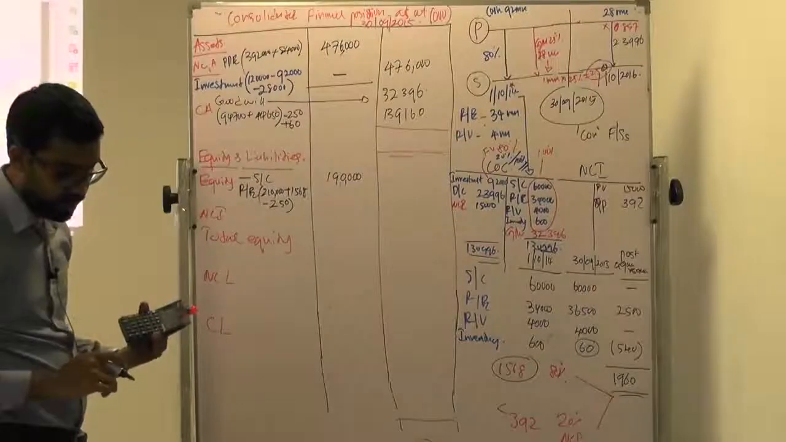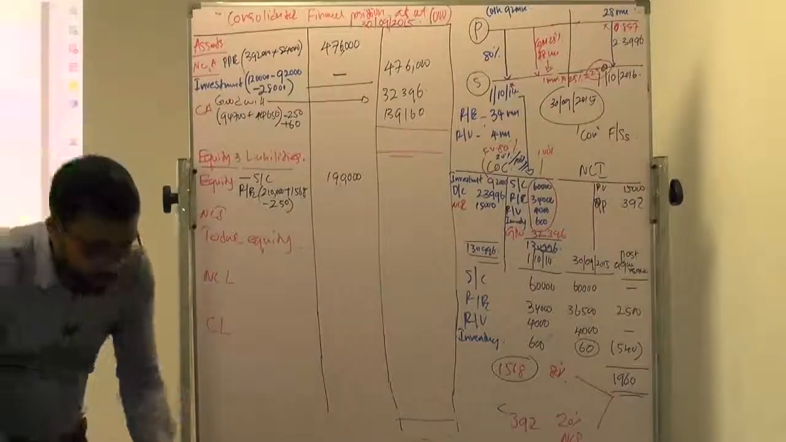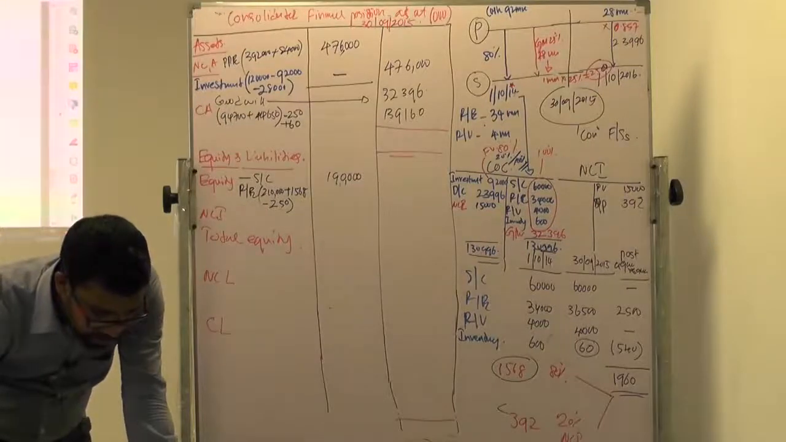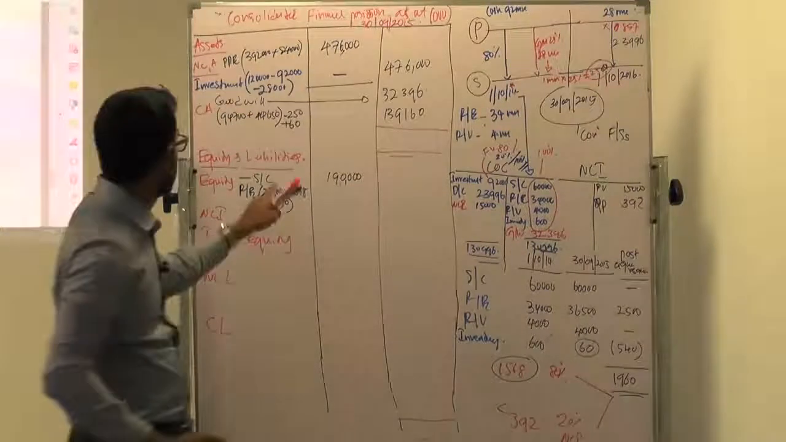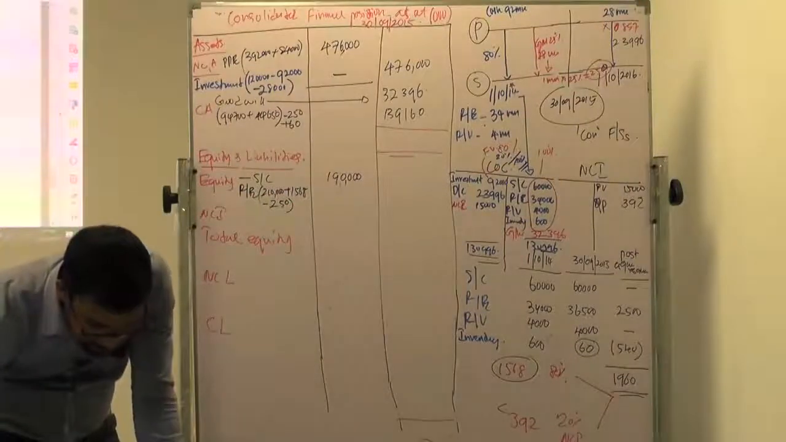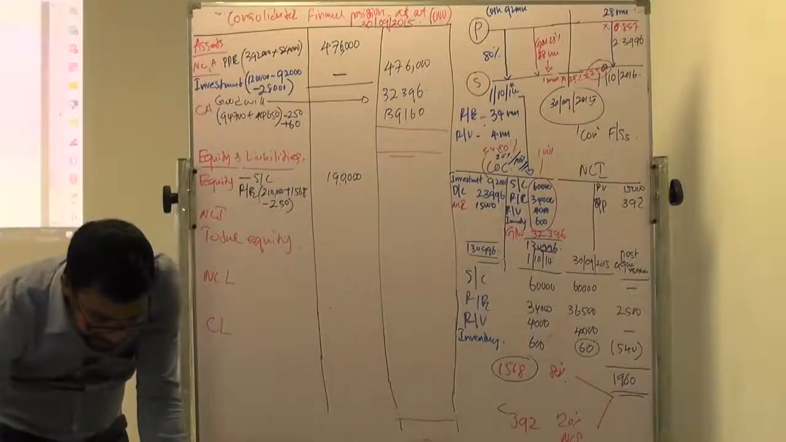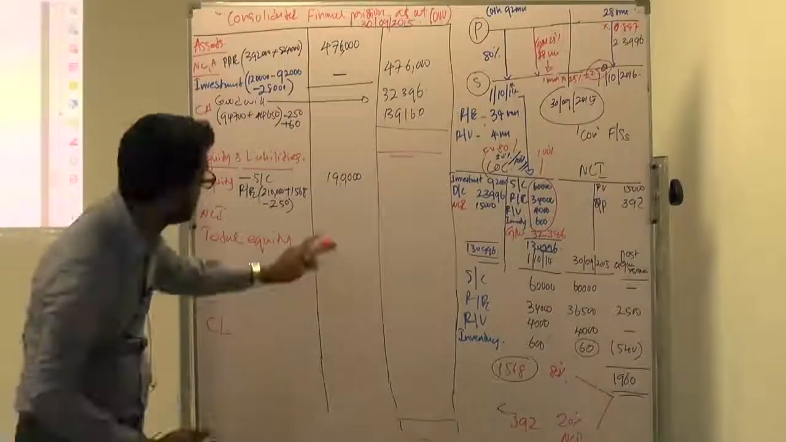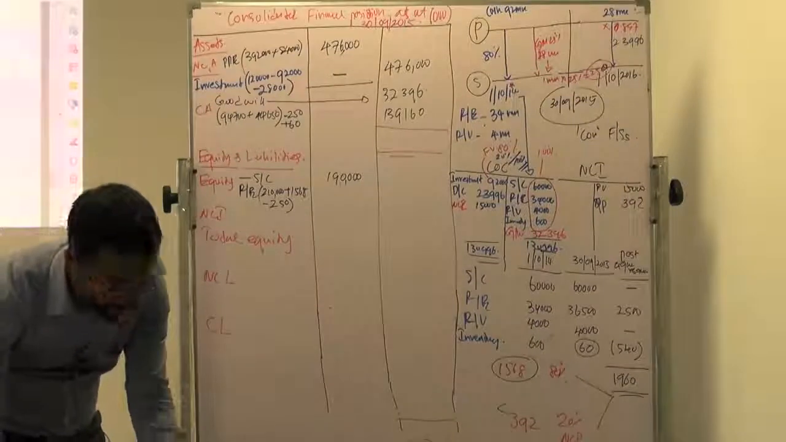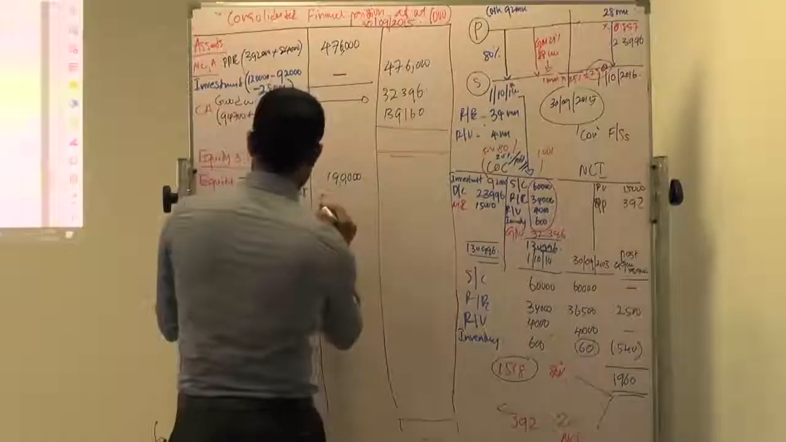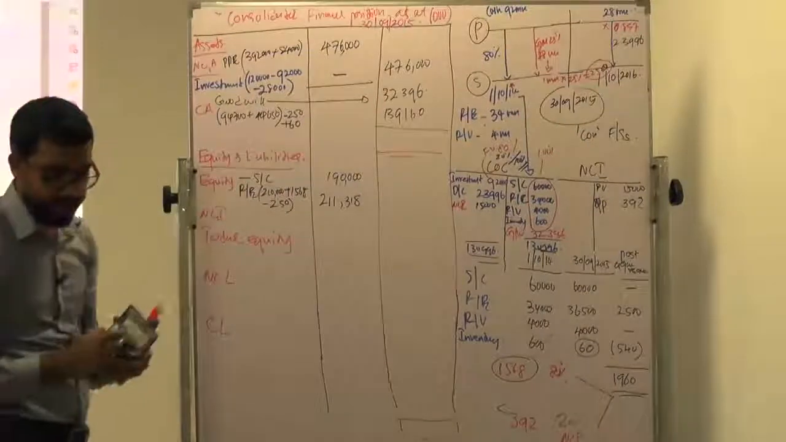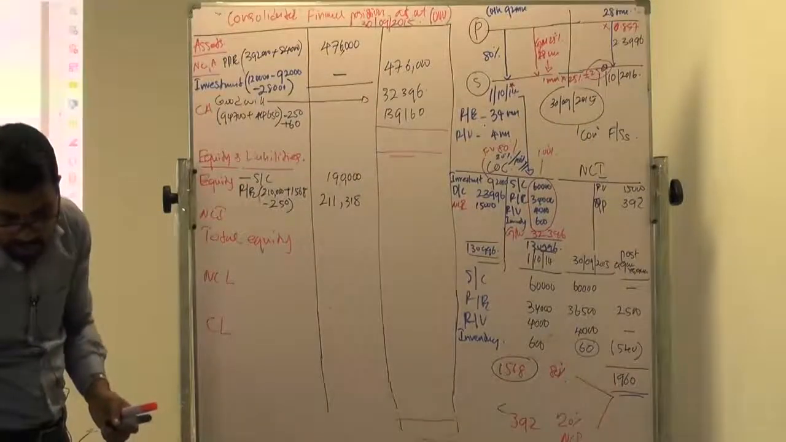You have to add three things now: 210,000 plus 1568 minus 250, which is 211,318. And you have to add the revaluation reserves also there.